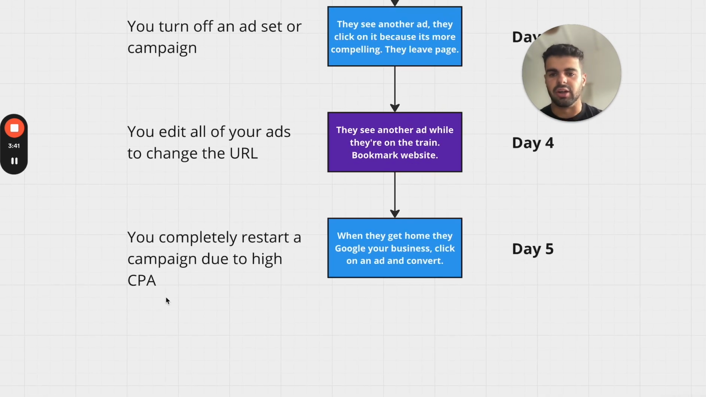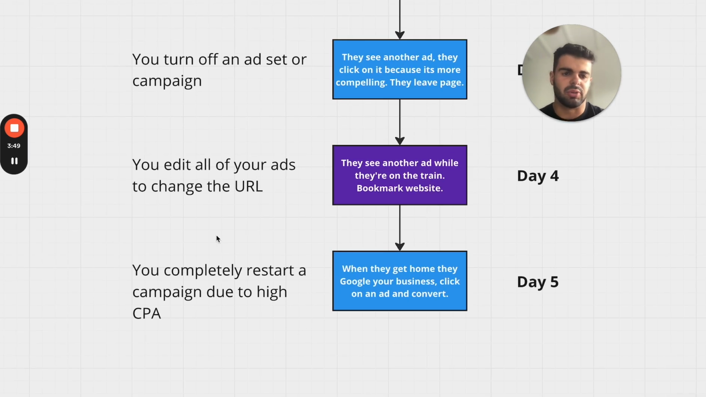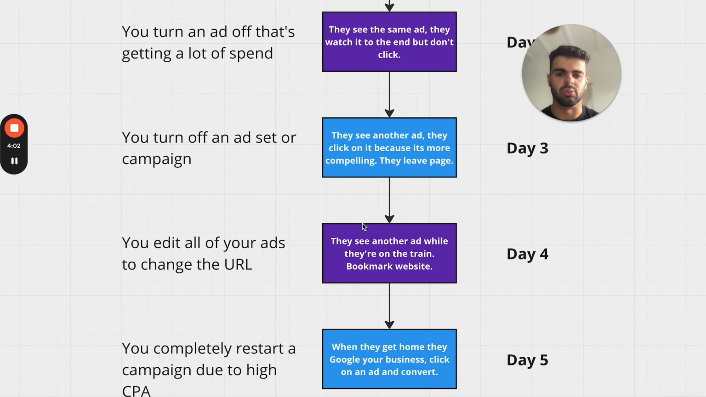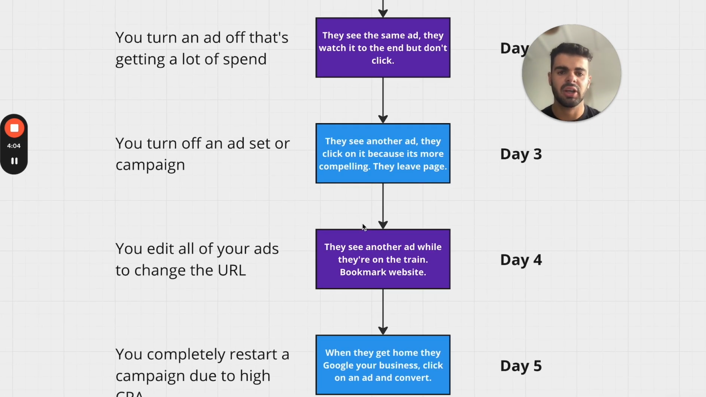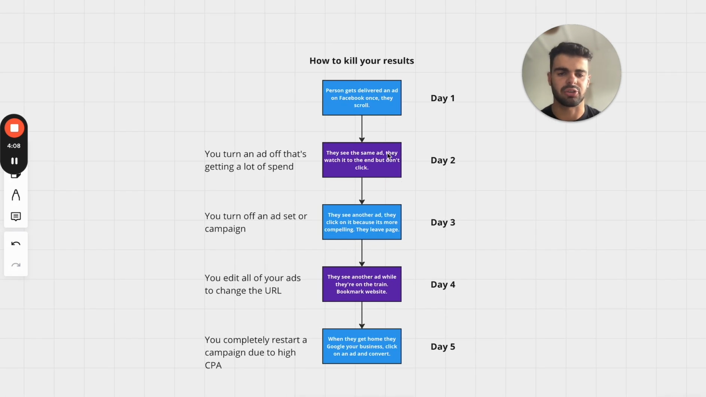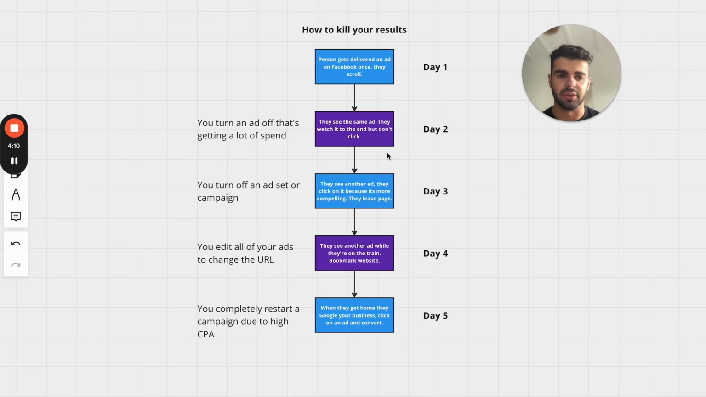And then even on the last day when they're about to convert, you could completely restart your campaign due to a high CPA. Because you want to change the objective, or you want to change from ABO or CBO or something like that, which again doesn't have much of an impact on the actual ads itself, but it will completely ruin this conversion cycle or conversion funnel where people are sitting in different parts. And this is just one example of what a conversion funnel might actually look like. Some other people will take even longer than this to convert.